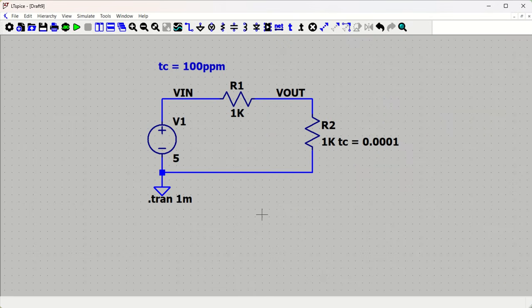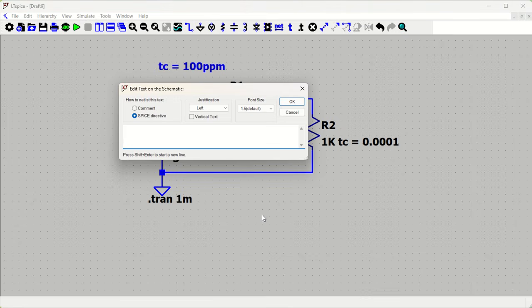For that we are going to give a temperature list. Let us put a directive command .step temp list. If you want, you can give a list, or you can give a linear variation also. My temperature list will be, let us say, minus 25 degrees centigrade, 27 degrees centigrade and 125 degrees centigrade.